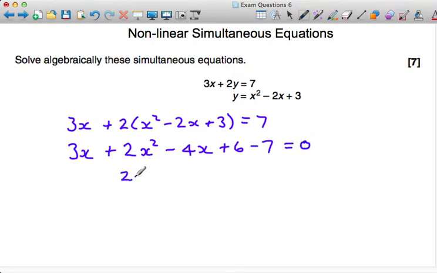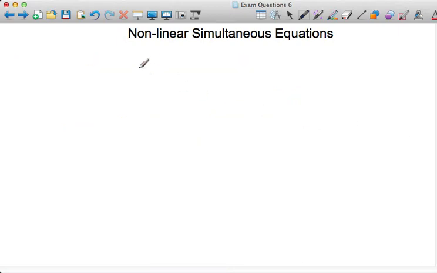So I have 2x squared plus 3x minus 4x is minus 1x, or minus x, plus 6 minus 7 is minus 1. So we end up with standard quadratic equation, 2x squared minus x minus 1 equals 0. Well, I'll solve that on another page. 2x squared minus x minus 1 equals 0. 2 times minus 1 is minus 2.